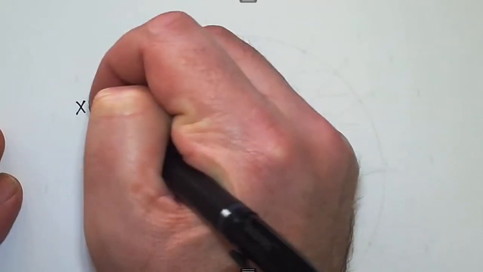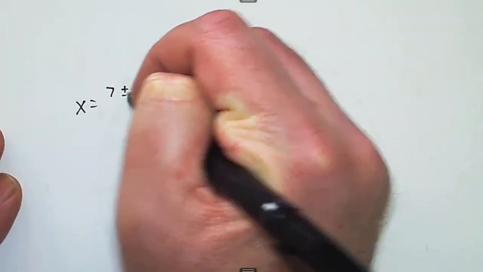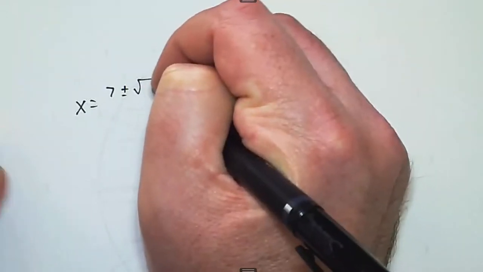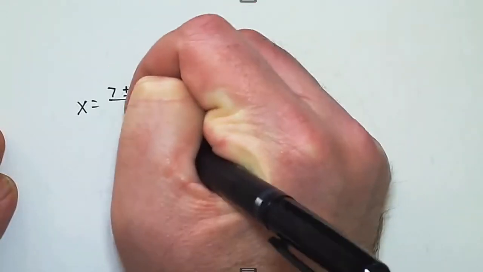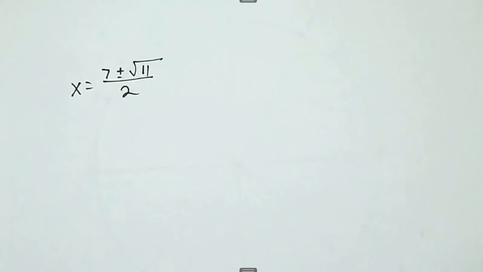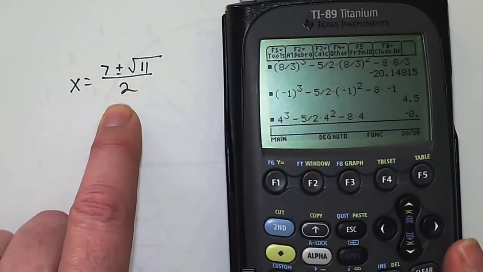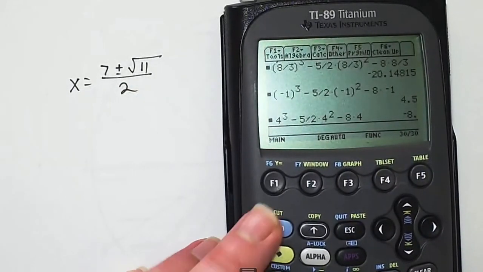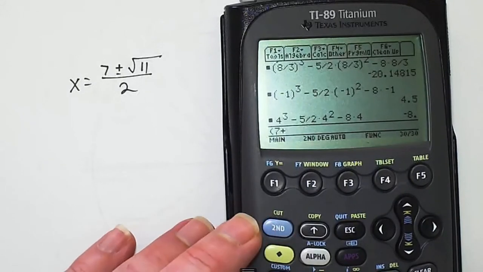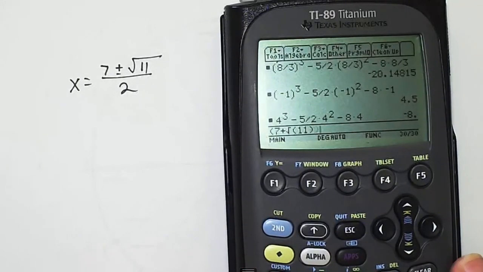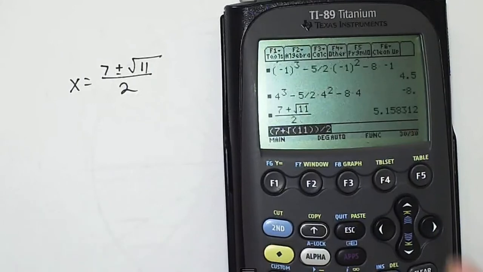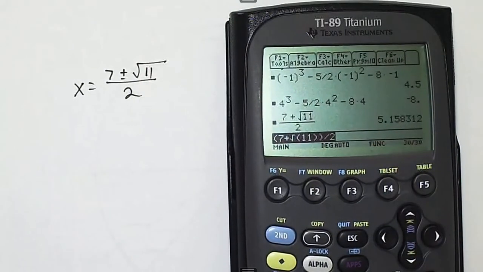So I got it down to this. So there's a question. Does that have a real solution, you think? Well, we could use a calculator, right? I mean, is that a real number? Okay, well, it's 7 plus the square root of 11 over 2. That's a real number, right? That's a real number.